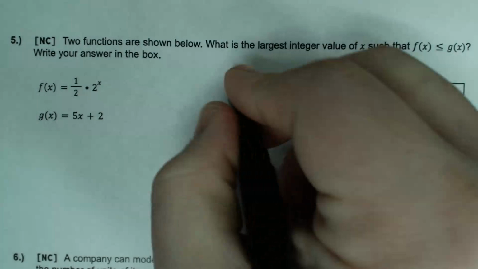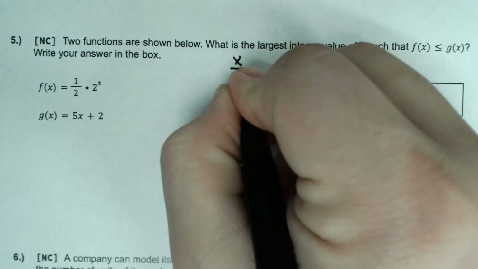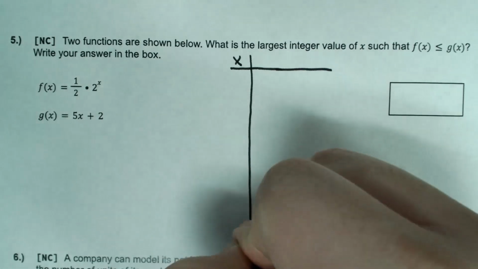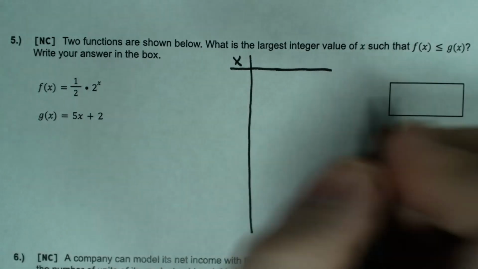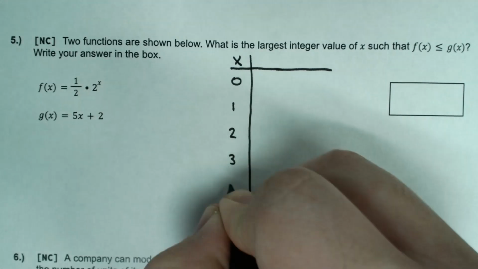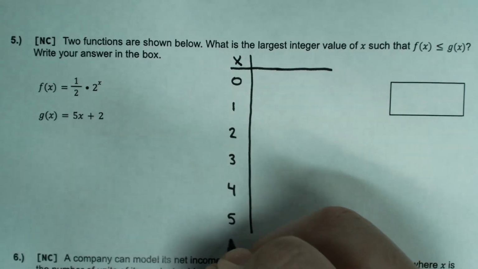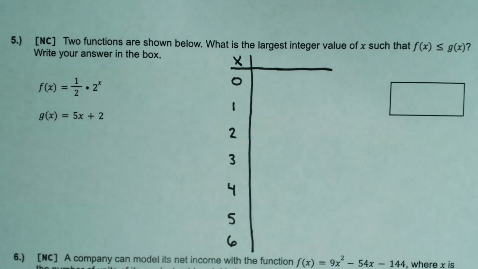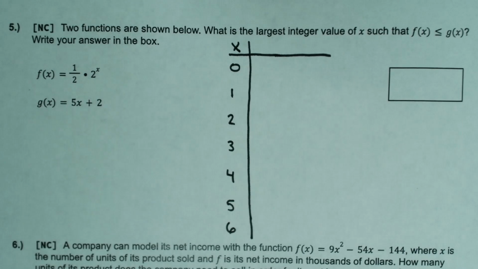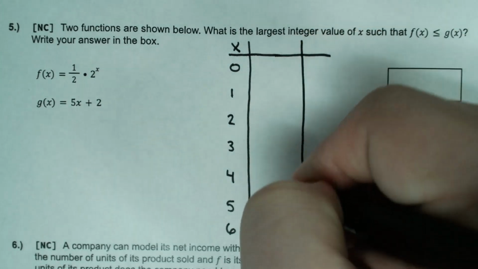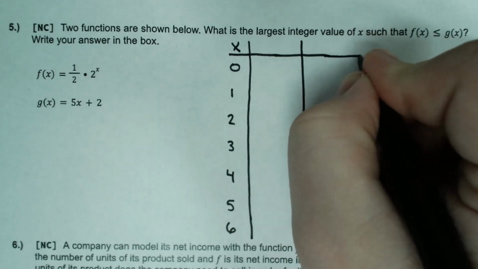So I'm going to pick a bunch of x values to plug in. I'm just going to plug in 0, 1, 2, 3, 4, 5, 6. And I'm going to stop there. Spoiler alert, the answer is 6. That's why we're only going to 6. And then I'm going to make 2 columns, one for the f of x function and one for the g of x function.